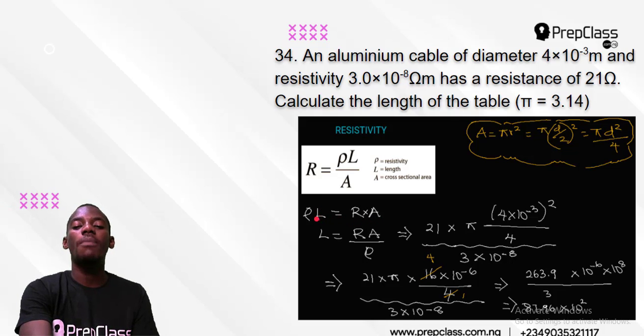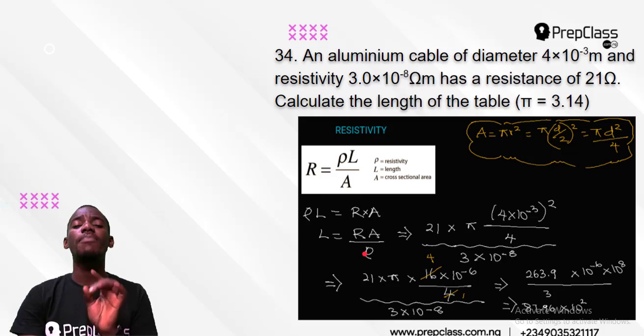Then to find the length, I'll remove the resistivity. Length will now become RA over resistivity, right? That is the master formula to use here. But there's a problem now. The area was not given. We were only given diameter.